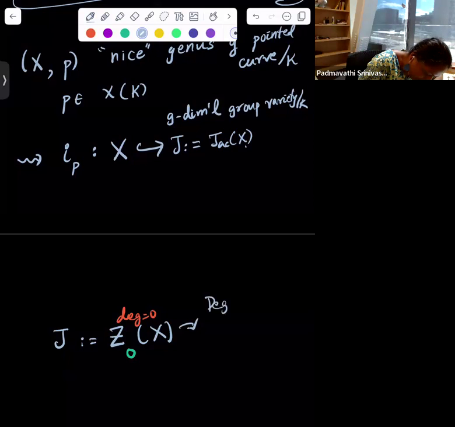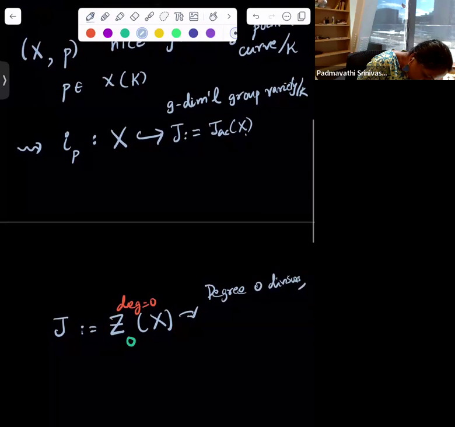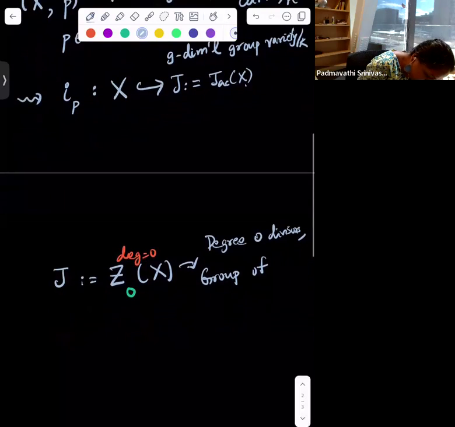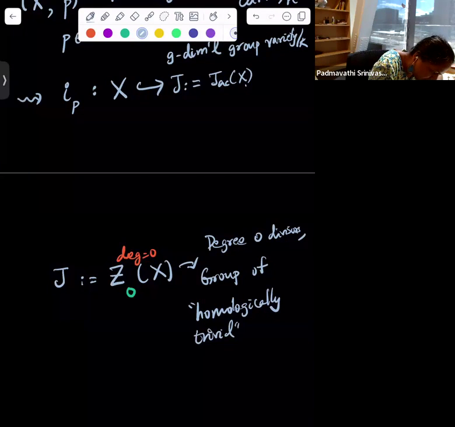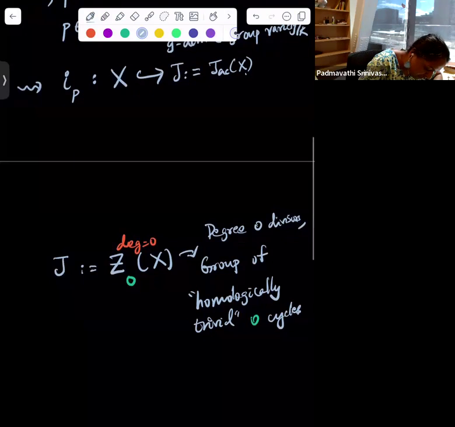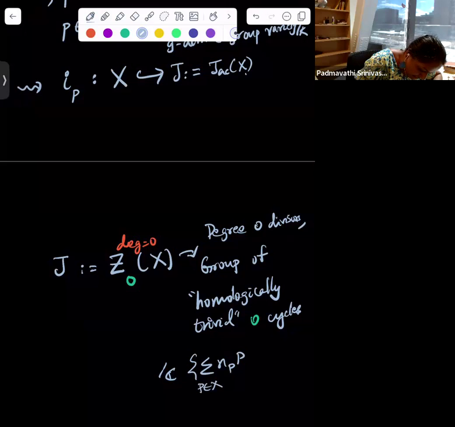In more familiar terminology, these are just degree zero divisors. But if I want to be fancy about it, I can say it's the group of homologically trivial zero cycles. So very concretely, say if you're over the complex numbers, just temporarily, you look at all sums of points on the curve with some integer weights, but these are not all of them. You look at sums where the weights sum to zero, right? So this is the degree zero condition.